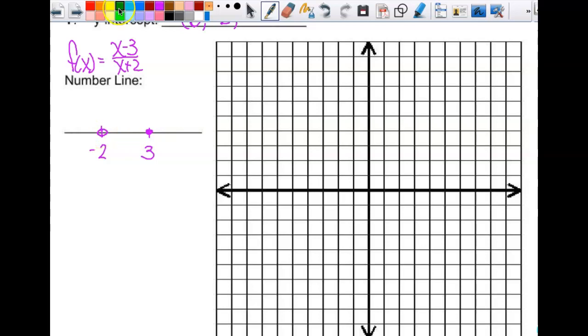So then I'm going to check points. We will start with -3. So that would give me negative over negative. That's positive overall. Then I can put in 0, and that'll give me negative over positive. That's negative. I can put in 4. That'll be positive over positive. That's positive overall.